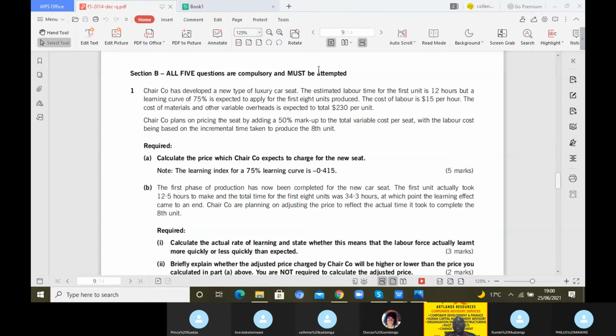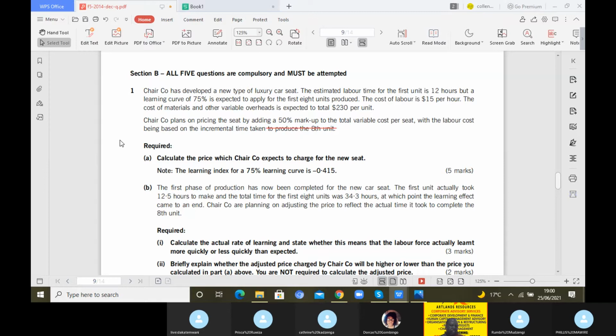Chair Company plans on pricing the car seat by adding a 50% markup on the total variable cost per seat, with the cost of labor being based on the incremental time taken to produce the 8th unit. Required: calculate the price which Chair Company should expect to charge for each car seat. So they want to charge for a car seat, but when it comes to labor, they are going to charge labor costs based on the time taken to produce the 8th unit.